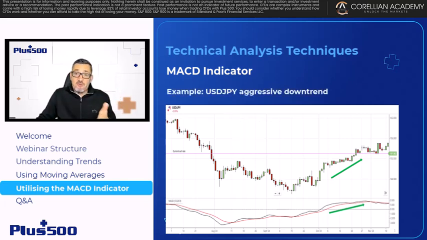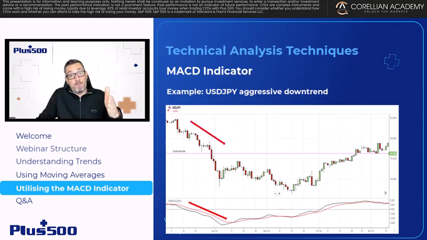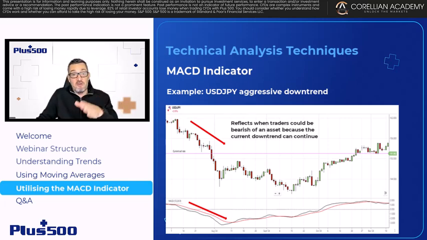The aggressive downtrend setup is when the indicator line is falling below both zero and its average. This reflects the declining 12-day average falling below the 26-day average, with both falling below price. This shows when you should be bearish of the asset because the current downtrend can extend further.